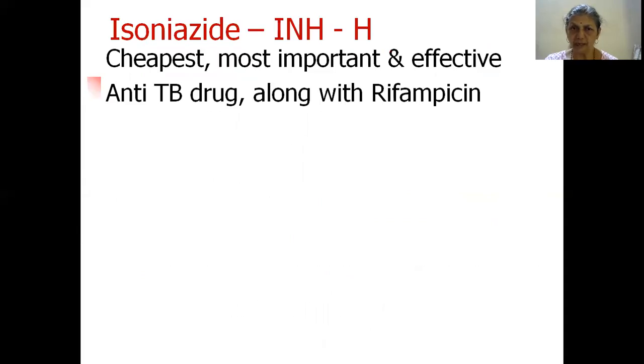So INH, or isoniazid, is represented by the letter H because of the other name INH. It's the cheapest and most effective anti-TB drug along with rifampicin. So rifampicin and INH are the two key drugs in management of tuberculosis.